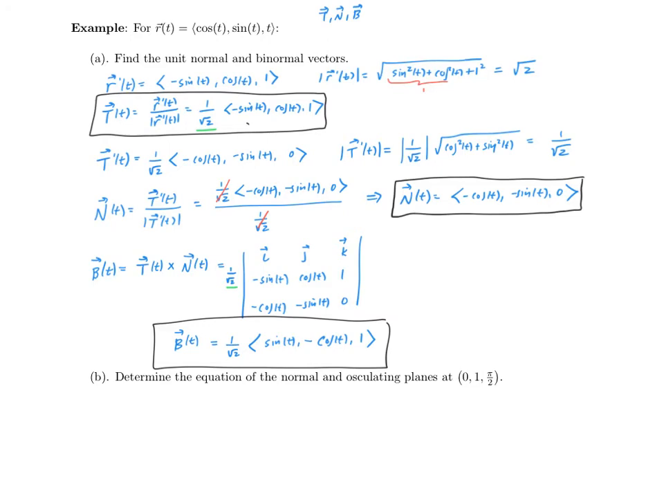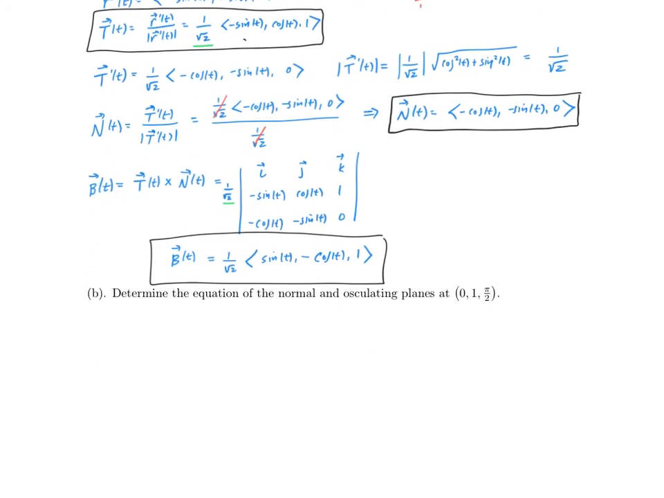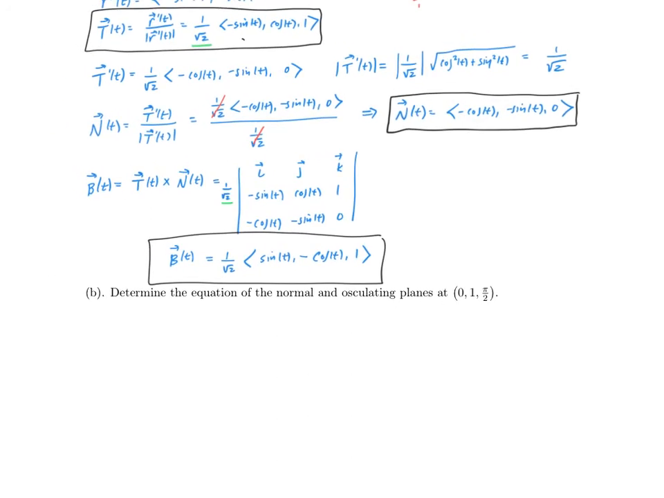Now that we have these unit tangent, unit normal, unit binormal vectors, let's go ahead and determine the normal and oscillating planes. And note we're given the point of interest, 0, 1, pi over 2. So we know the point that we are dealing with on both of these planes, whose equation we will write down. So 0, 1, pi over 2. What we need to do in either case, whether it's finding the normal plane or the oscillating plane, is we need to determine the normal vector to the plane.